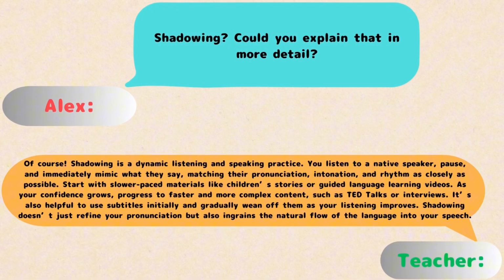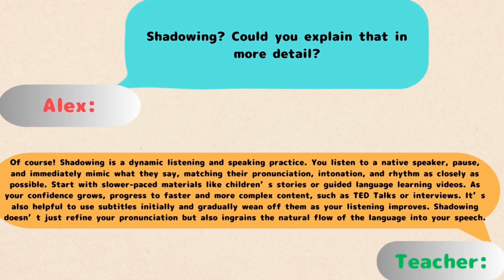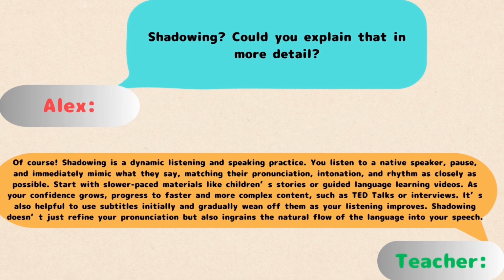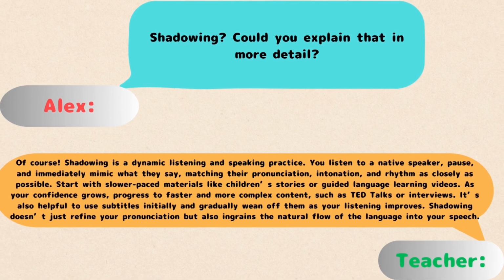Shadowing? Could you explain that in more detail? Of course, shadowing is a dynamic listening and speaking practice. You listen to a native speaker, pause, and immediately mimic what they say, matching their pronunciation, intonation, and rhythm as closely as possible. Start with slower-paced materials like children's stories or guided language learning videos.